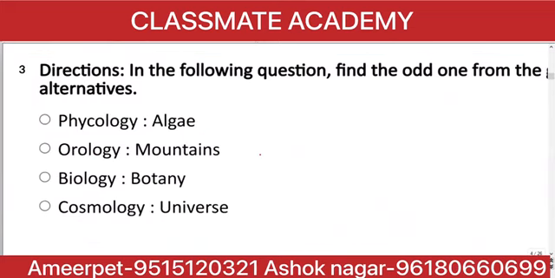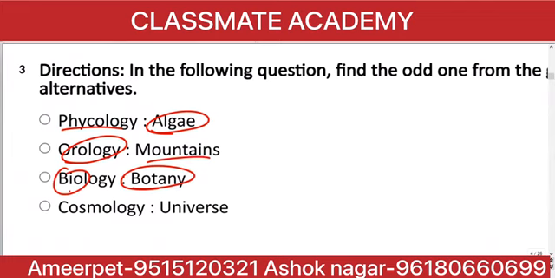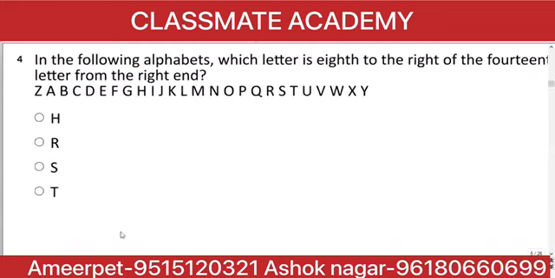Next, same odd one out regarding boards. Study of algae is called phycology. Study of mountains is called orology. Study of plants is called botany. So here you should answer plants, but it has biology. Biology means study of life. Bio means life. Again, cosmology means study of the universe. So your answer is option 3.